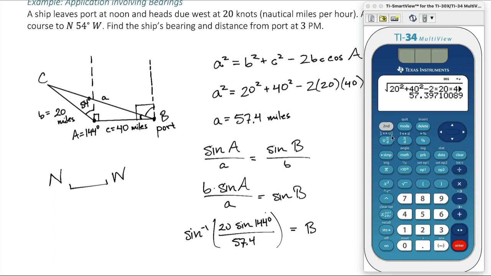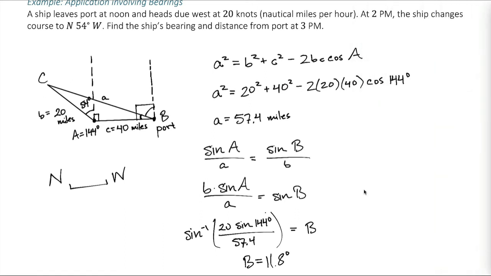So we need our inverse sine, so trig down to our arc sine of this fraction: 20 times sine of 144 degrees over, now that 57.4 is actually the last answer that I got. So I'm going to do second and then this button down here to get the last answer that I have. Then hit enter, and that is going to be our angle B, about 11.8 degrees.